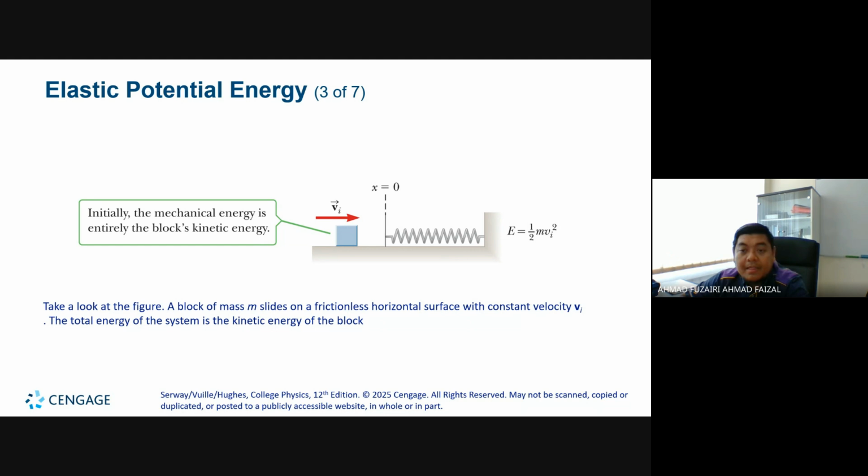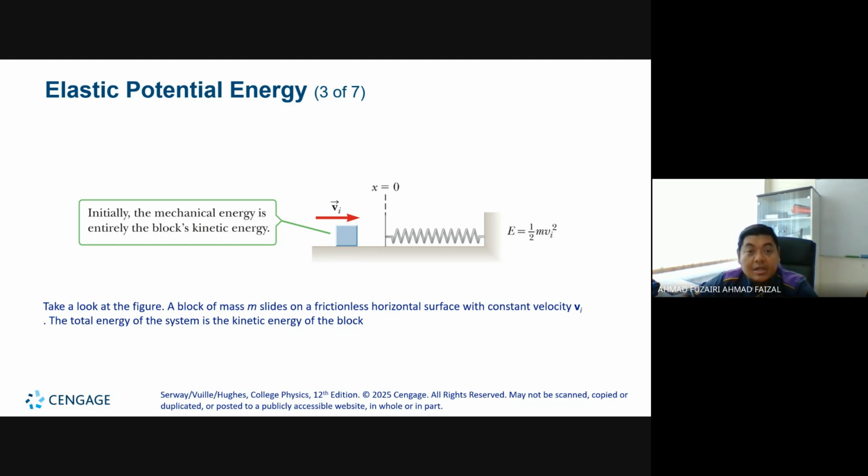Now you have a block sliding on a frictionless horizontal surface that collides with a light spring. In the absence of friction, the mechanical energy in this process remains constant. Take a look at the figure. A block of mass M slides on a frictionless horizontal surface with constant velocity V. The total energy of the system is the kinetic energy of the block.